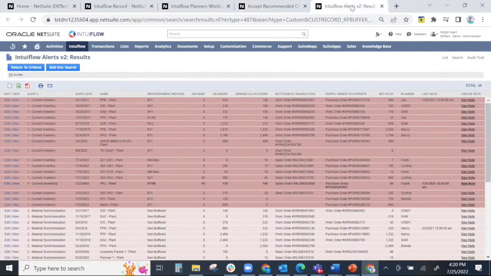Intuiflow will also monitor the due dates of various transactions and alert us as to when too much demand is coming due before enough supply is going to be available to satisfy that demand. So if we're projecting stockouts in the future based on the timing of supply and demand, Intuiflow will alert that for us, again, in a prioritized manner, such that we can take action on only those items that need our attention today.